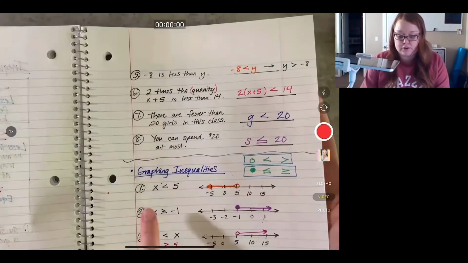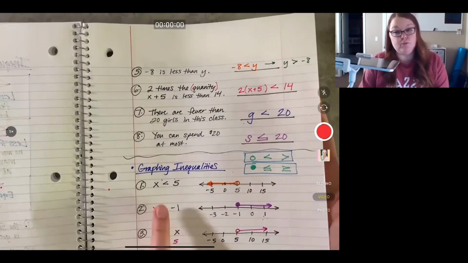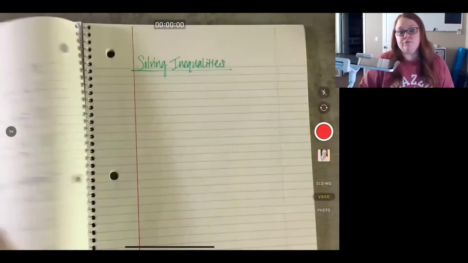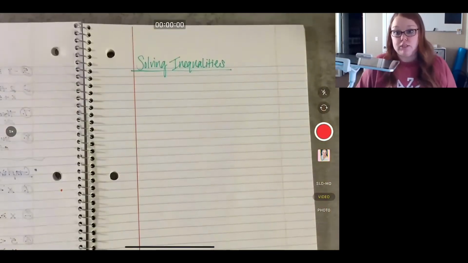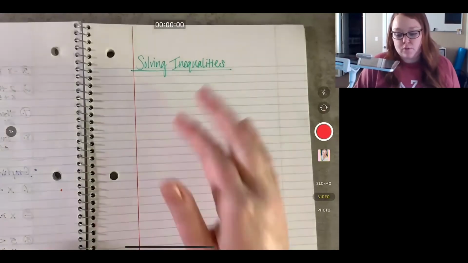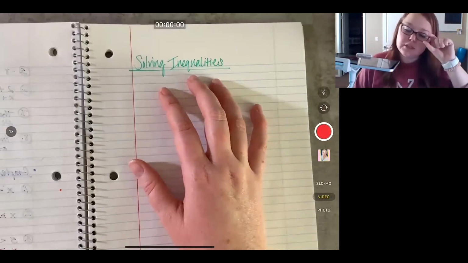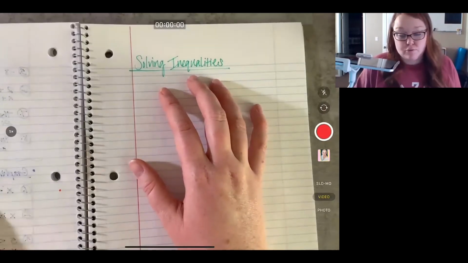So we also learned how to graph on a number line, and we're going to be doing more of that today just so that it becomes routine. But the main focus of today is actually solving an inequality. And solving inequalities is very similar to solving equations. There's just one little thing you have to watch out for.